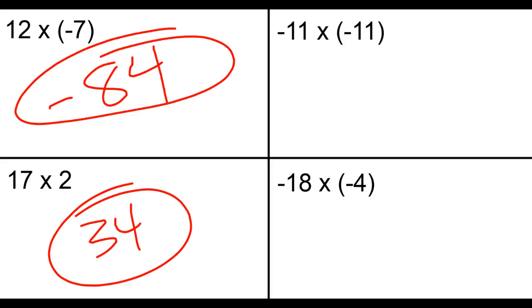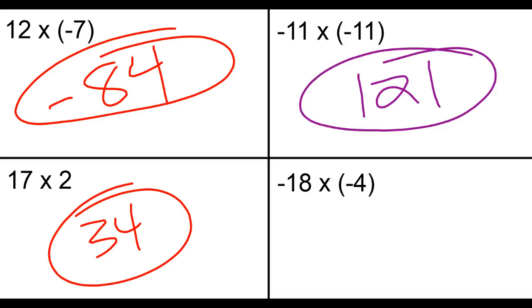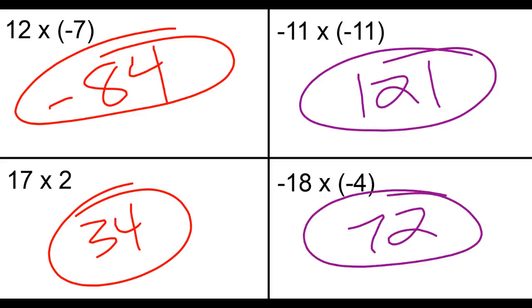In the upper right-hand corner, negative 11 times negative 11. 11 times 11 is 121, but they have the same signs, so our product is positive. And in the lower right-hand corner, negative 18 times negative 4. 18 times 4 is 72. A negative times a negative is a positive because they are the same signs, and the same signs in multiplication give us a positive, so our product is 72.